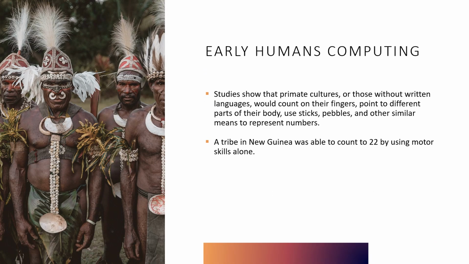Studies show that primitive cultures, or those without written languages, would count with their fingers, point to different parts of their body, use sticks, pebbles, and other similar means to represent numbers. In fact, a tribe in New Guinea could count to 22 by using various motor skills alone.